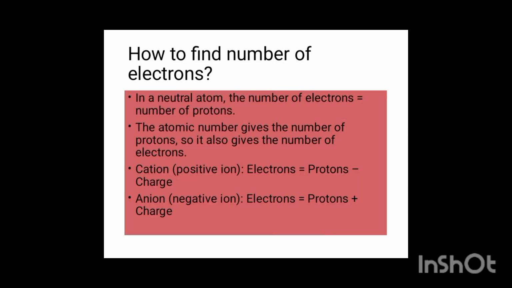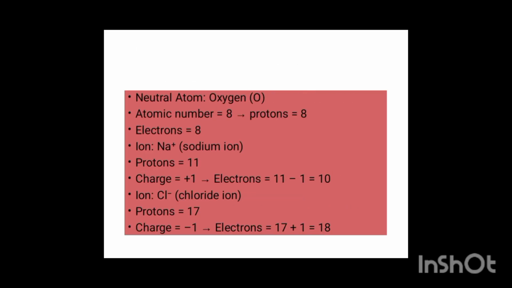Then how to find the number of electrons? In a neutral atom, the number of electrons equals the number of protons. Once you have the number of protons, you have already defined the number of electrons. The atomic number gives the number of protons, so it also gives the number of electrons. For a positive ion, electrons equal protons minus charge, and for a negative ion, electrons equal protons plus charge. For a neutral atom, for example oxygen, the atomic number is 8, so protons equal 8, so electrons are also 8.